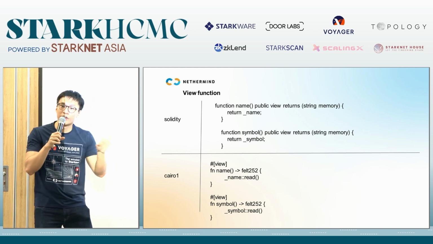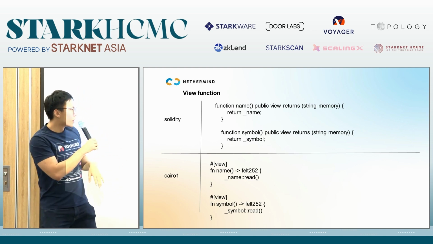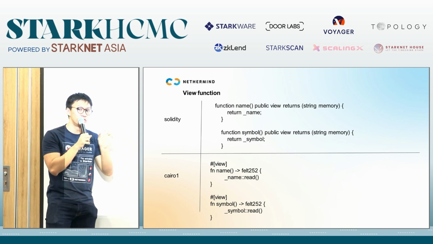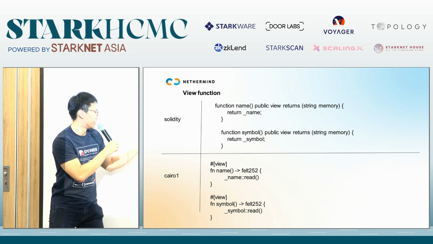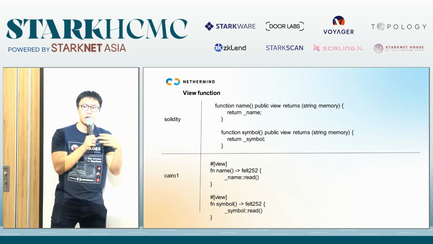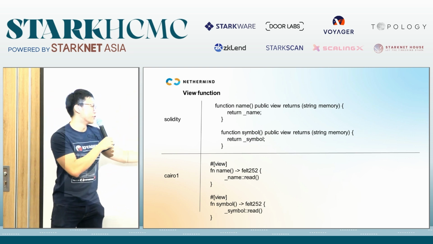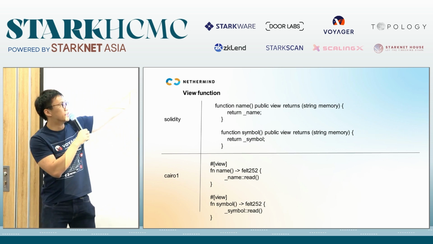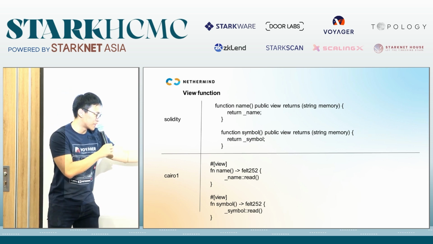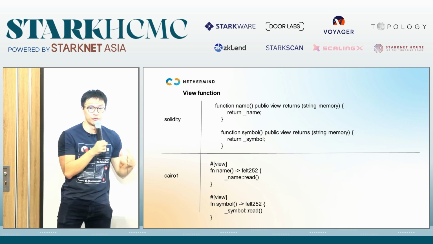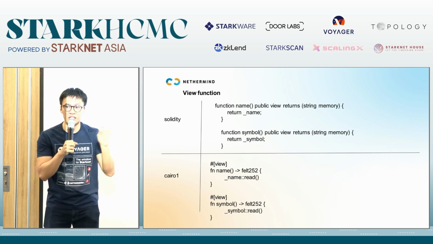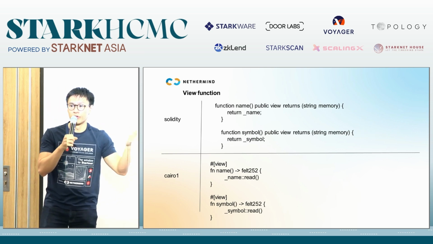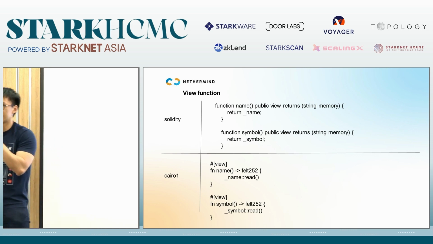The concept is very similar in Cairo. What you do is that you have a view macro instead of a view keyword. In there, it's exactly the same, except that now Cairo 1 is more explicit. It's a read function instead of just directly returning the storage. So again, this makes things very clear. When you see read, you know that it's trying to read from the storage, and you reduce the possibility of making a mistake. Same as how you would write into a storage. Cool.